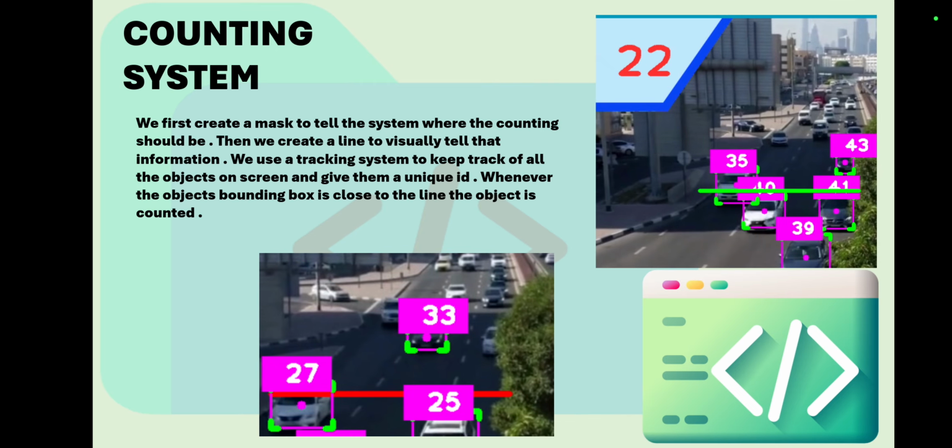We implemented a simple counting system using masks and a specific counting line, where objects only get counted when they get to that line, and a tracking system which gives every object a unique ID so they're not counted multiple times.